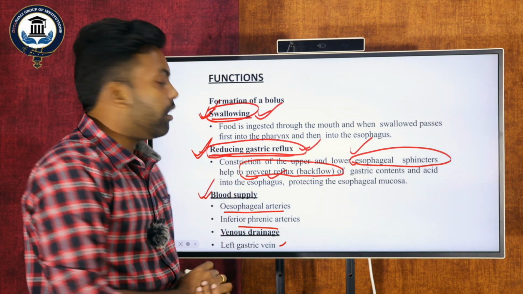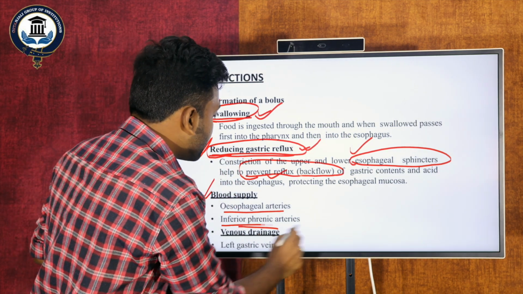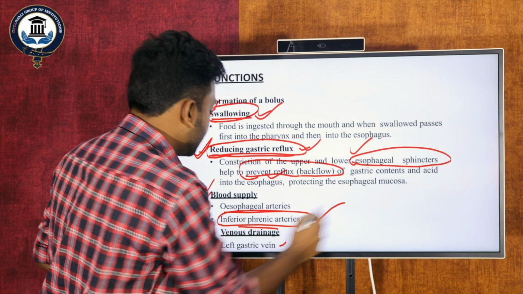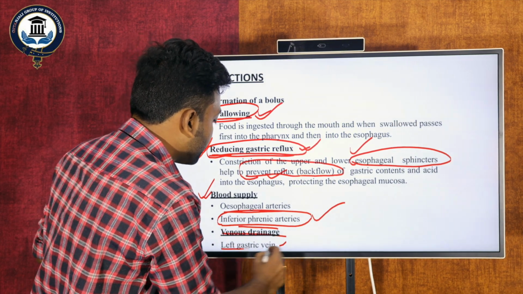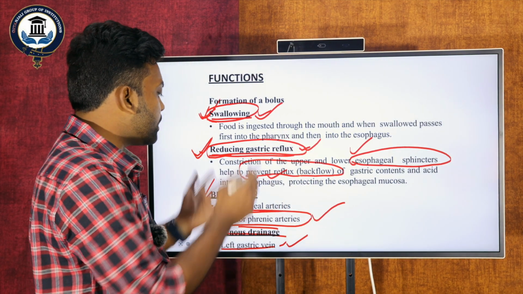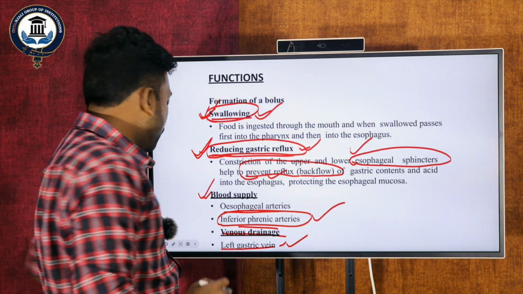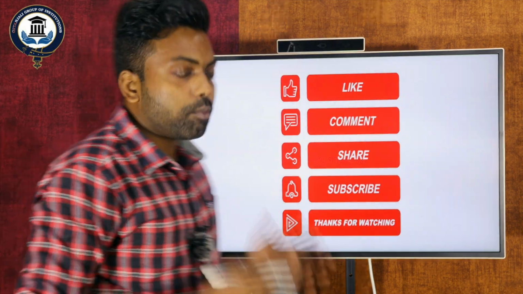And what is the main blood supply? The arterial blood supply is the inferior phrenic arteries, and the venous blood supply is the left gastric veins. So this is the blood supply for the esophagus. That's about the esophagus. This is important from an exam point of view.